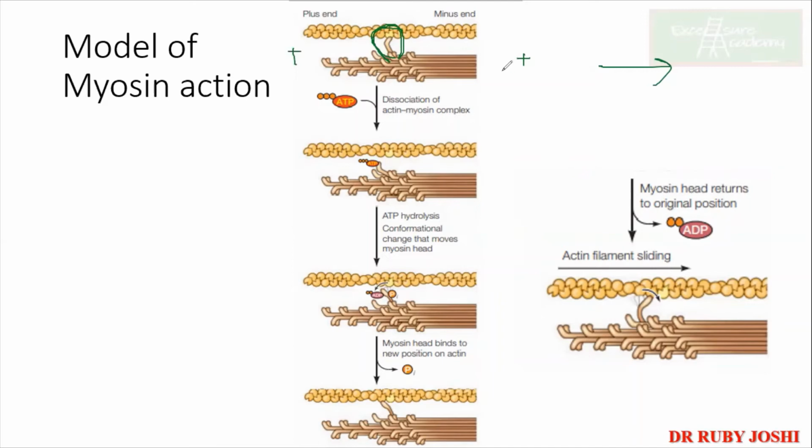ठीक है. Now it is a dissociation of actin myosin complex when ATP is being added. तो पहले क्या है? In the absence of ATP, it is making an interactions with the actin filaments. अभी आपने ATP bind किया है, ठीक है? Now ATP hydrolysis is there. This results in the conformational change, which will result in the movement of the myosin head.